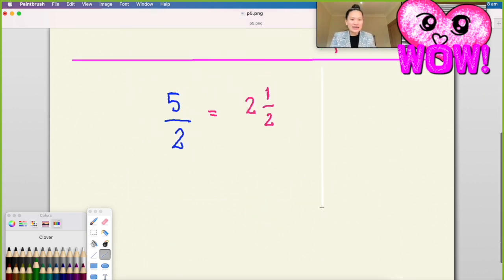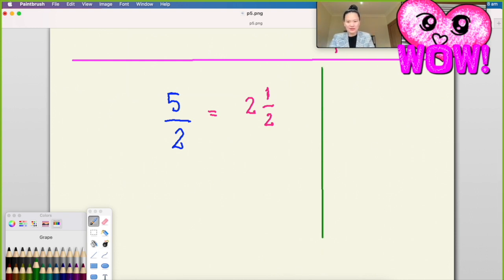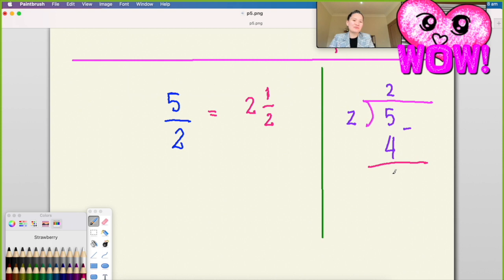If we divide them like this, you put 5 inside here. And then you put 2 here. 5 divided by 2, you have 2, right? 2 times 2 is 4. You put 4 here. Does that make sense, Grace? And then you have remainder 1.